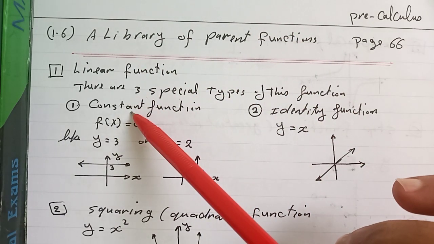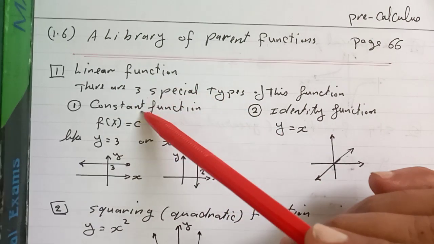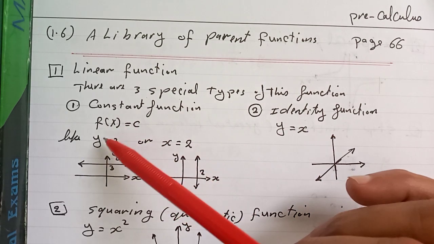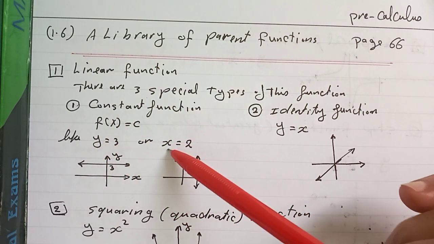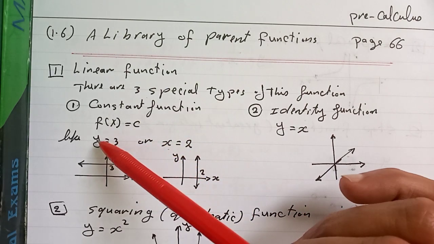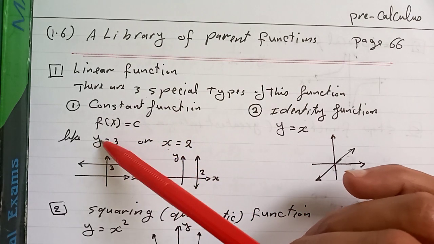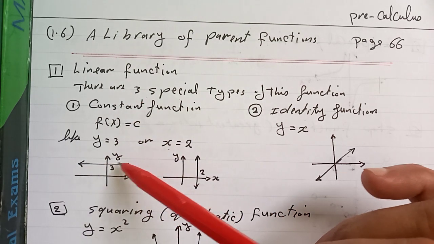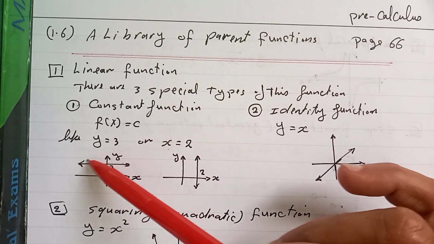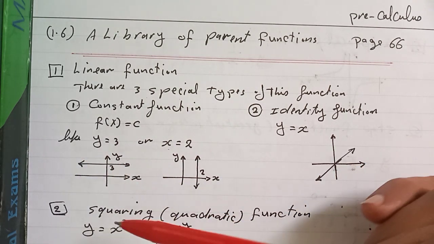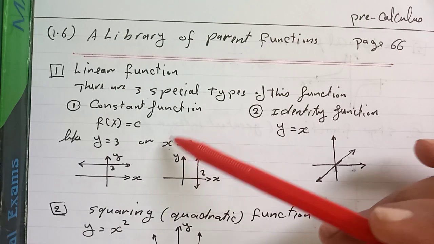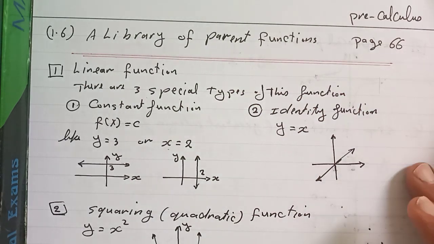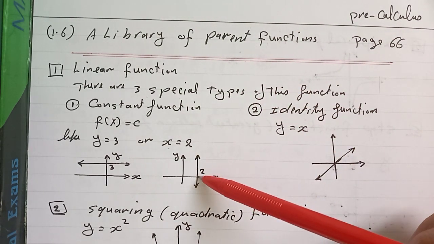The constant function, like this: f(x) equals c, which means y equals 3 or x equals 2. The graph of y equals 3 is a horizontal line, intersecting the y-axis at 3 and parallel to the x-axis. The other one, x equals 2, or any number, is a vertical line cutting the x-axis at 2.